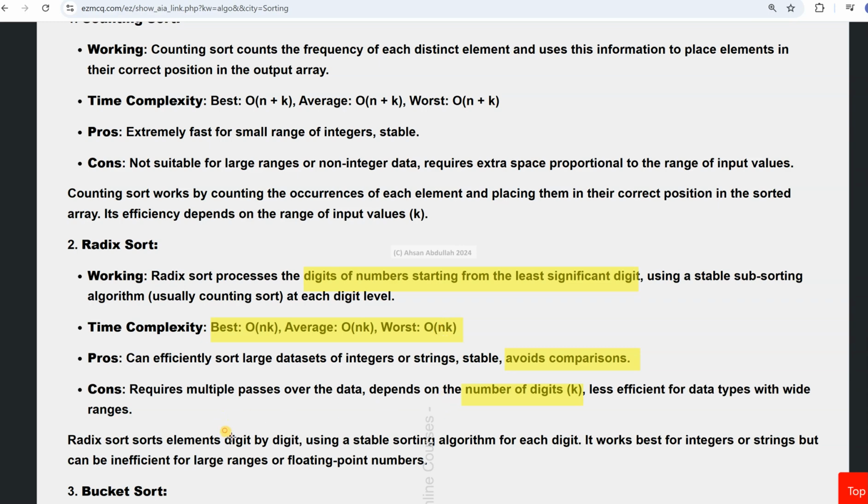So it sorts elements digit by digit using a stable sorting algorithm for each digit. It works for integers and it works for strings. But it can be inefficient for large ranges or floating point numbers. Why? Because this k does not remain constant, right? So if we have a million numbers and we are looking at floating point numbers which are also in the range of say half a million or say 100,000, then the impact comes at the time complexity.